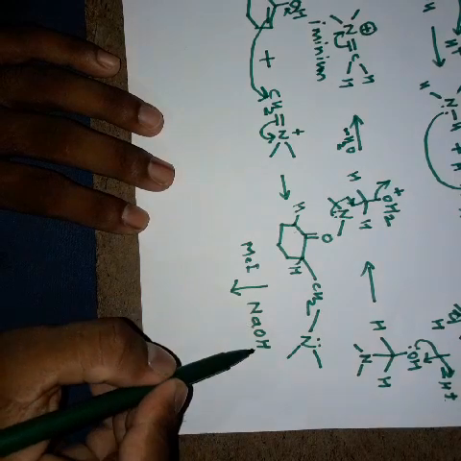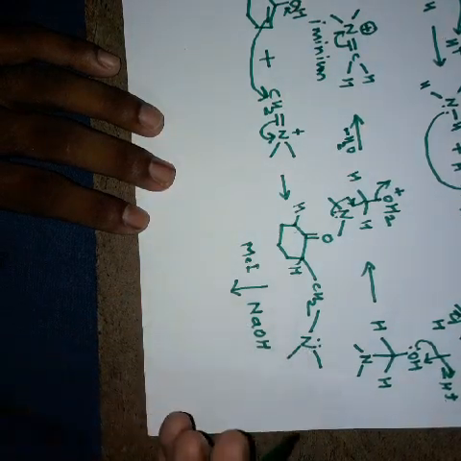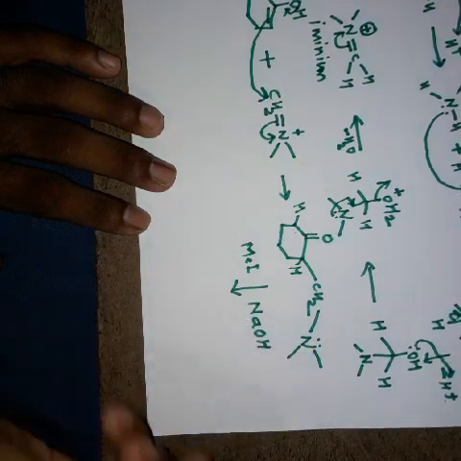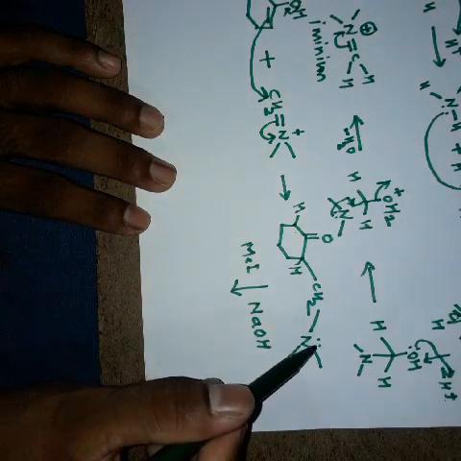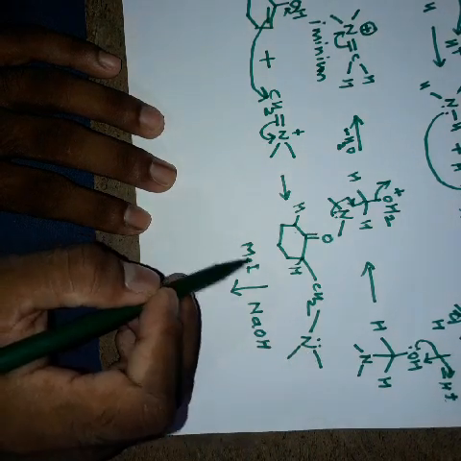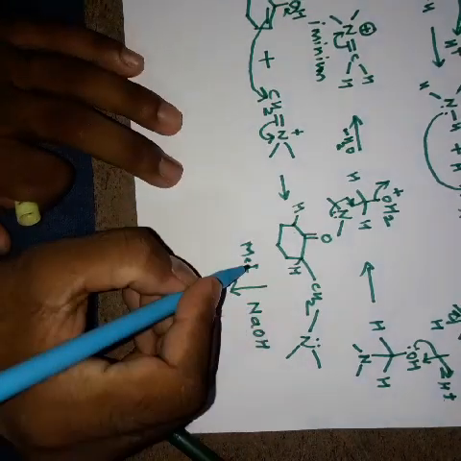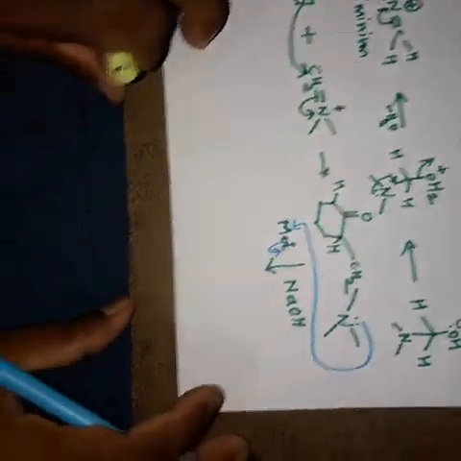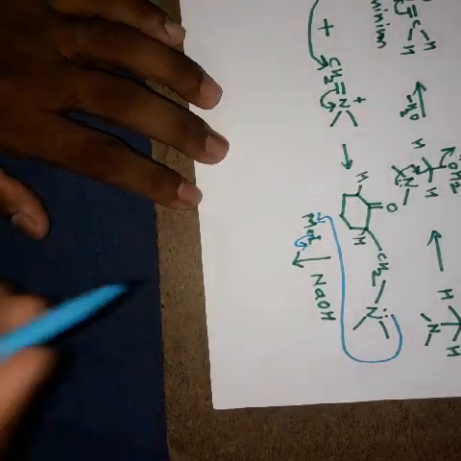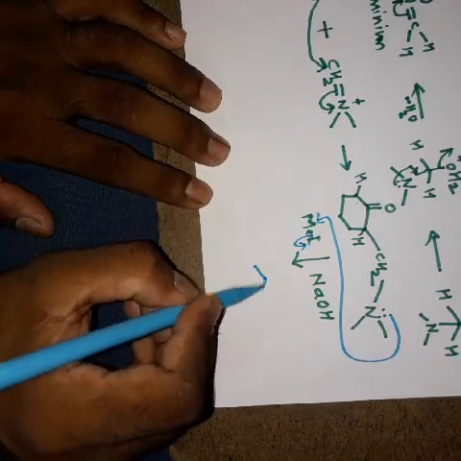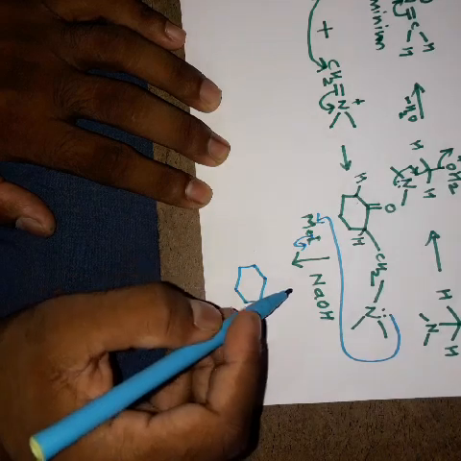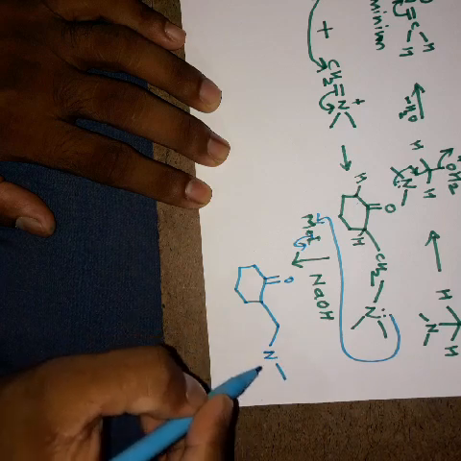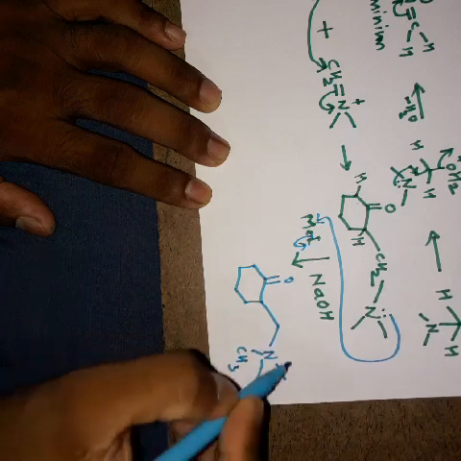But before NaOH reacts, there is a nitrogen which has a lone pair, which is a free electron pair. So first the lone pair of nitrogen will react and then NaOH will react. Since the lone pair of nitrogen is free to react, it will react with this methyl group, that will be like this, and we are going to get this.